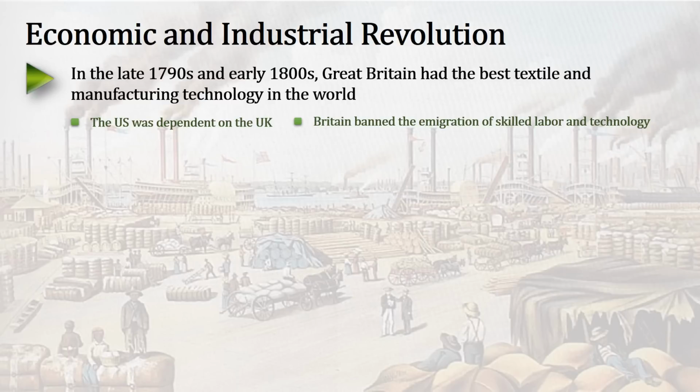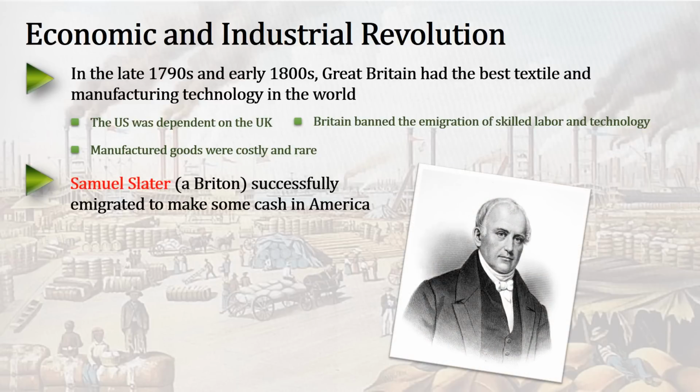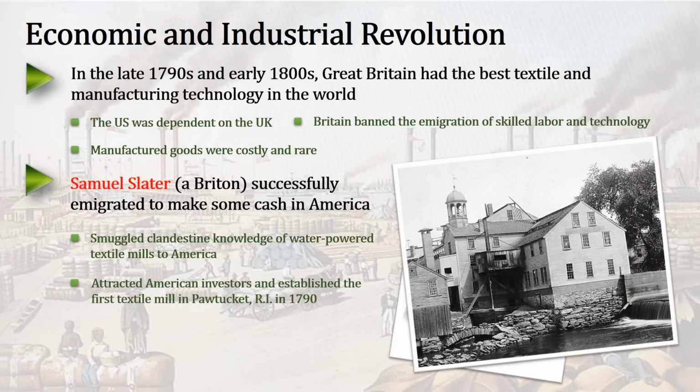And because Great Britain was very protective of its technology and the wealth that comes from it, they banned the immigration of skilled labor and, of course, the technology that leads to that labor. So manufacturing goods in the United States were rather costly and, of course, very rare. Until this guy, Samuel Slater, who was not an American but a Briton, successfully immigrated to the United States in order to make some cash. He brings with him a smuggled set of clandestine knowledge of water-powered textile mills to the United States. And there he attracts some investors and he sets up the first textile mill in Pawtucket, Rhode Island in 1790.